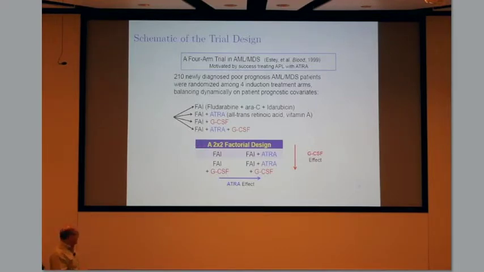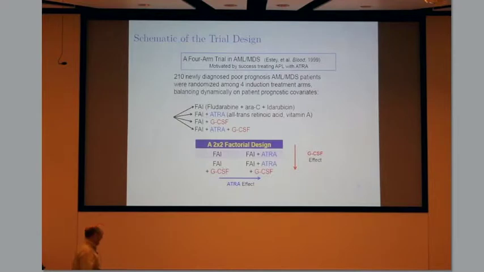That is, the baseline is FAI, and if you go from left to right, you're adding ATRA. If you go from top to bottom, you're adding GCSF. And so this is one of the fundamental two-way layouts that you learn when you study experimental design and statistics. And so it was a good idea.